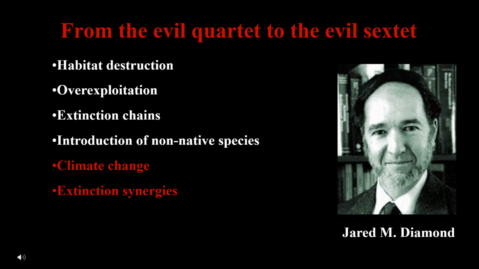More recently, research conducted in the environmental field has led scientists to add 2 more categories to this list of possible impacts due to human activity: climate change and extinction synergies. So, today, we talk about an evil sextet rather than a quartet. We will now illustrate with some examples the impacts and threats that can be found in each of these categories.